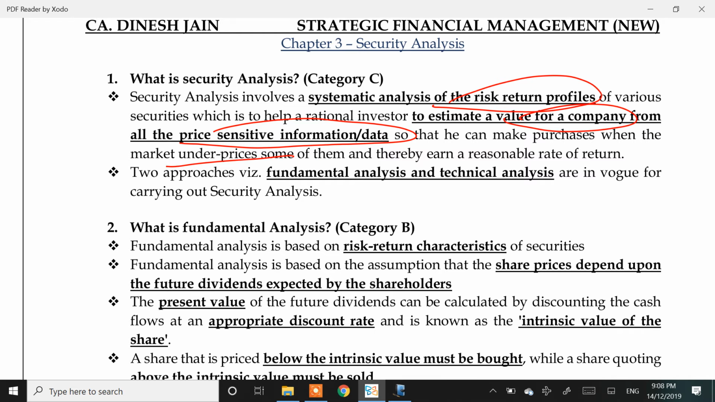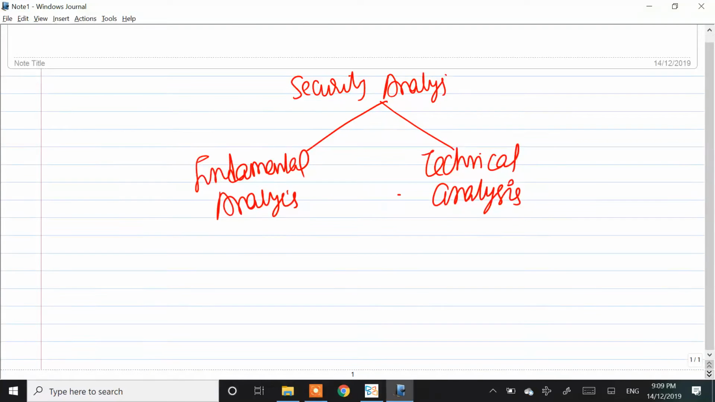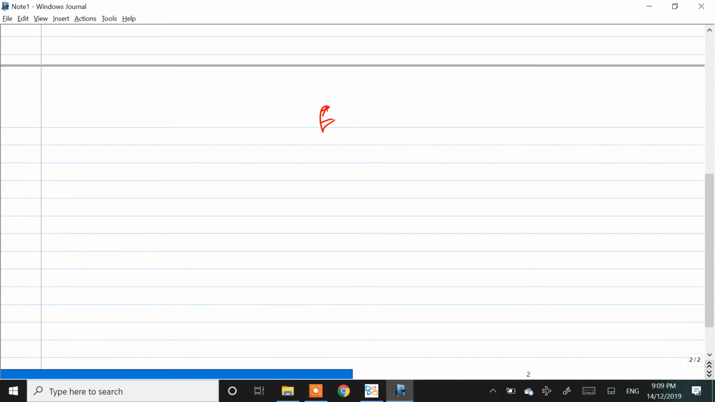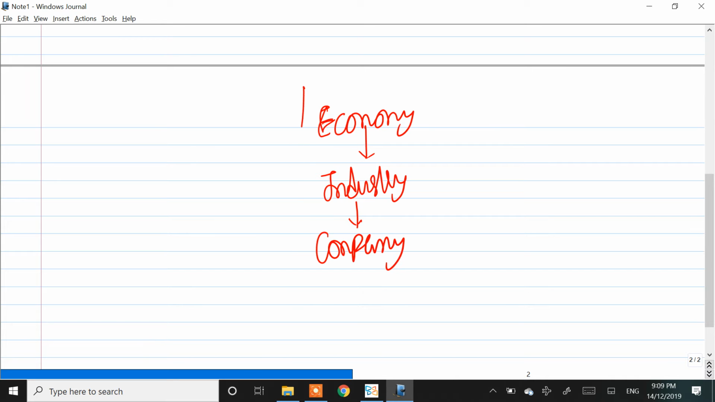What we normally adopt is two techniques. One is fundamental analysis and second is technical analysis. These are the two techniques which are normally taken into consideration for doing security analysis. Now coming to fundamental analysis. What is fundamental analysis? It's technically also called EIC analysis, which is economy, industry and company analysis. So there's an approach by which first you do economy-level analysis. That is, try to find what can be the GDP growth of India, what are the growth rates in various sectors, what is the inflation expectation, what is the monsoon expectation, what are the interest rate expectations. So from economy, then you move to industry-level analysis, and then from industry you move to company-level analysis. So this is what fundamental analysis is all about: economy, industry and company-level analysis.